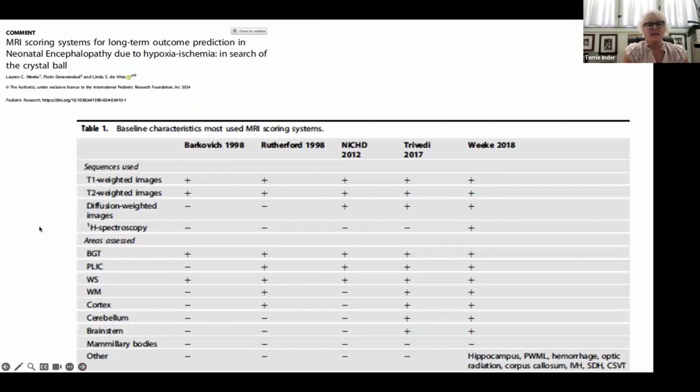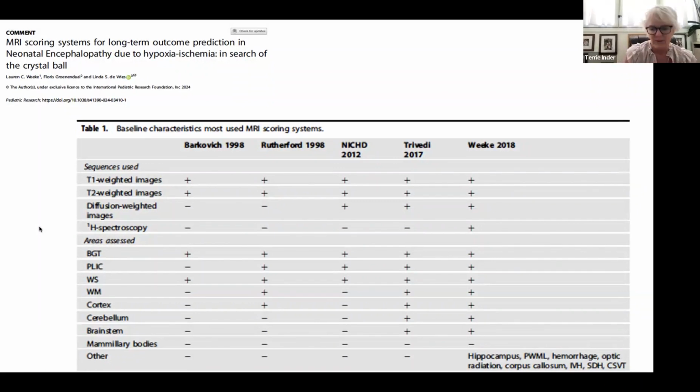People have started to get a bit more sophisticated about how to evaluate these scans. And this is, again, a beautiful commentary that was written by Linda deVries and her team, looking at the commonest scoring systems that have been developed over the last 25 years for assessing MRI. What I've been walking you through is the original Barkovich, looking at the difference between basal ganglia injury and parasagittal injury.